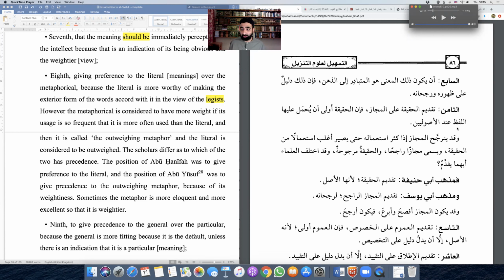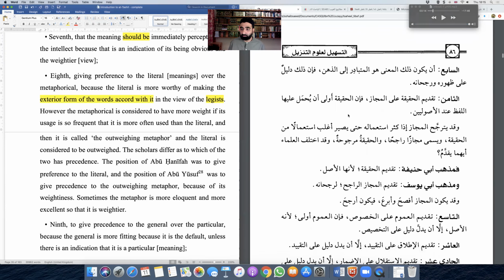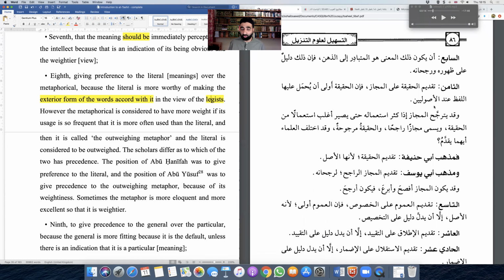أولى أن يحمل عليها اللفظ عند الأصوليين, because literal is more worthy of making the exterior form of the words accord with it. It's just unnecessarily wordy here, I think. Al-lafdhu is just the wording, so I don't think you have to emphasize here the exterior form of the words, or make the word lafdh as complicated as that. And al-usuliyin, okay, so he does mean by usuliyin here the scholars of usul al-fiqh, right? Because this issue of haqiqa and majaz has very tangible effects on legal discussions. So that's why they're being brought in here, in terms of what the usuliyin have to say on the matter, right?